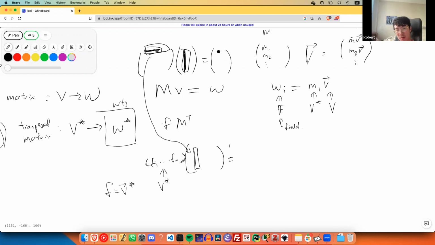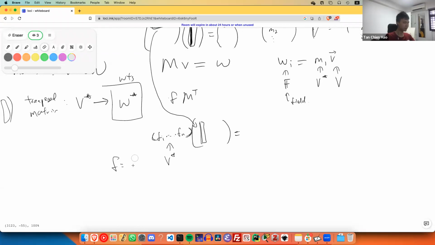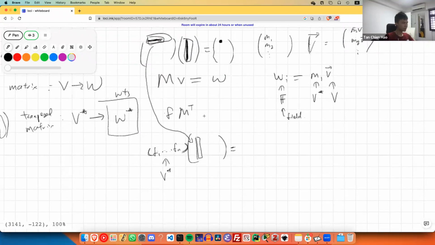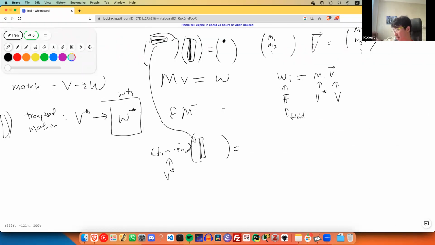Okay, this is confusing. So f is a map, but then, okay, sorry, maybe this is bad. Wait, what? I'm so confused. One sec. I probably have a linear algebra textbook sitting around somewhere. Let me have a look.